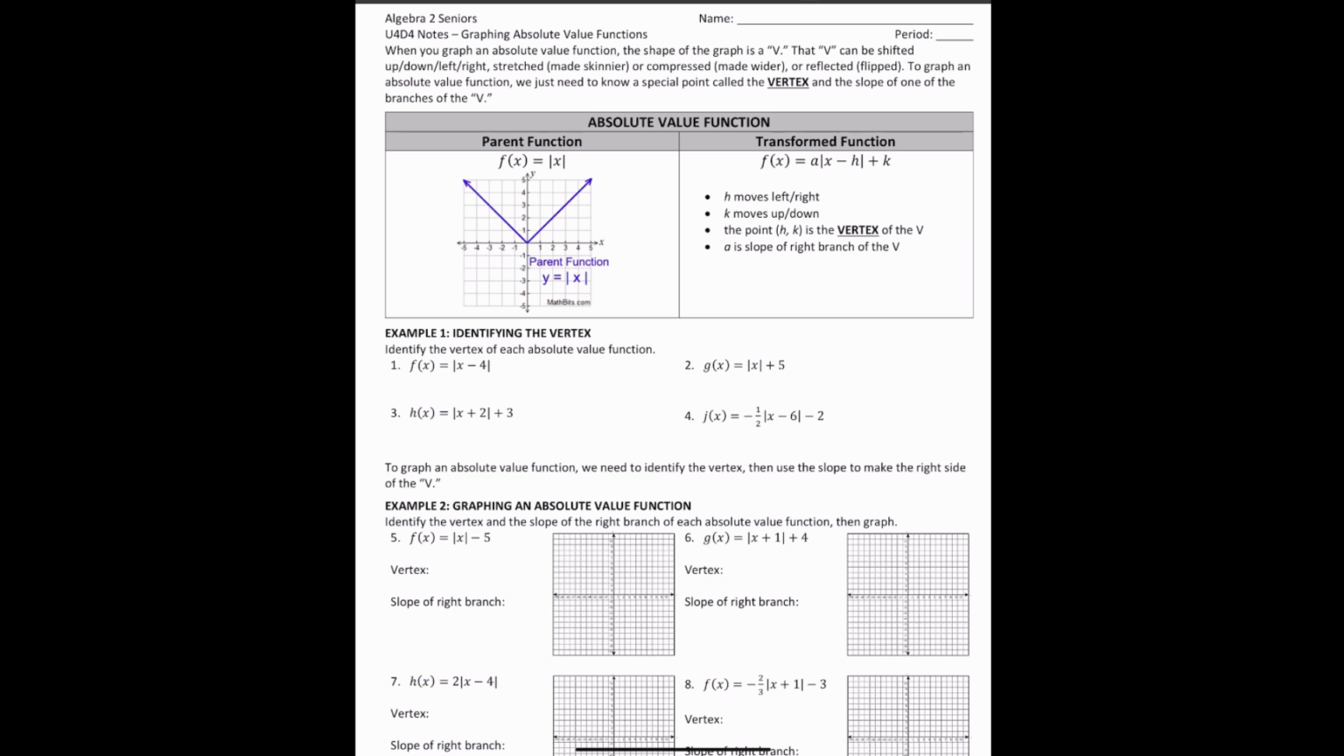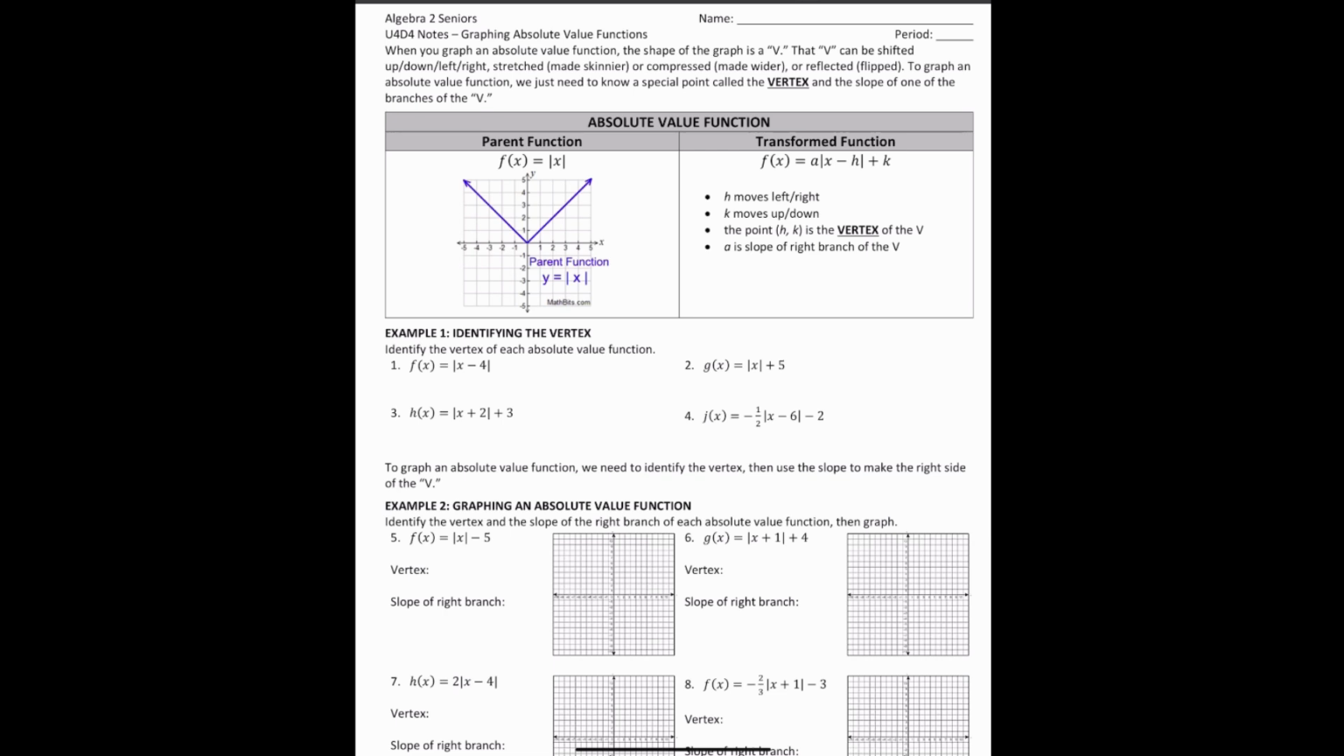Welcome. We're going to be graphing absolute value functions today. So this is Unit 4, Day 4. When we graph an absolute value function, it is shaped like a V. Now, the absolute value function that's shaped like a V can be shifted up, down, left, or right, or it can be stretched, or it can be compressed, or reflected.